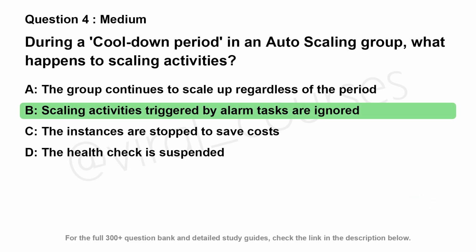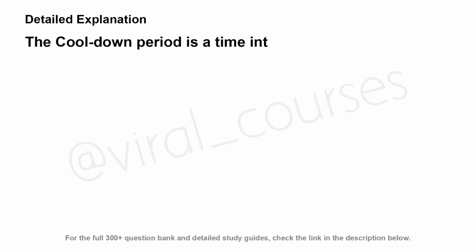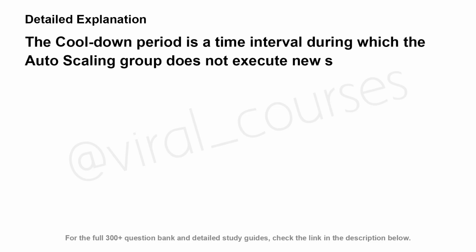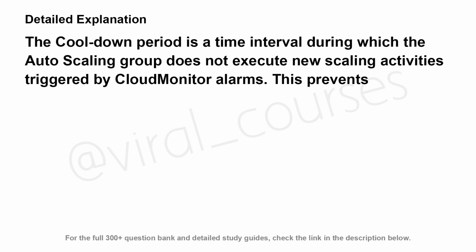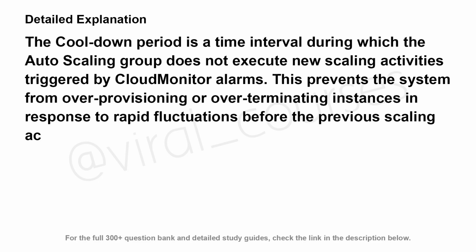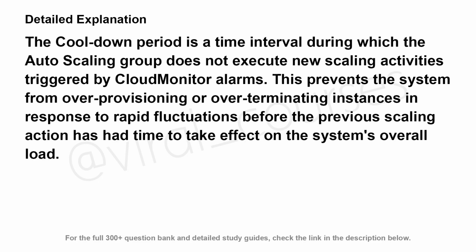The correct answer is B. The cool-down period is a time interval during which the auto scaling group does not execute new scaling activities triggered by CloudMonitor alarms. This prevents the system from over-provisioning or over-terminating instances in response to rapid fluctuations before the previous scaling action has had time to take effect on the system's overall load.